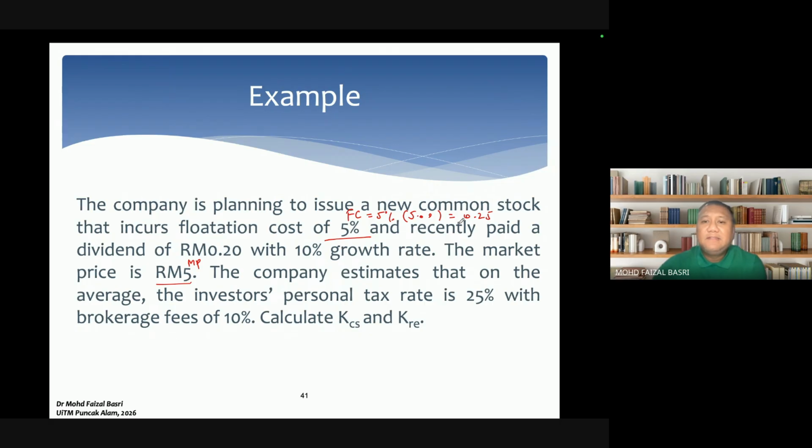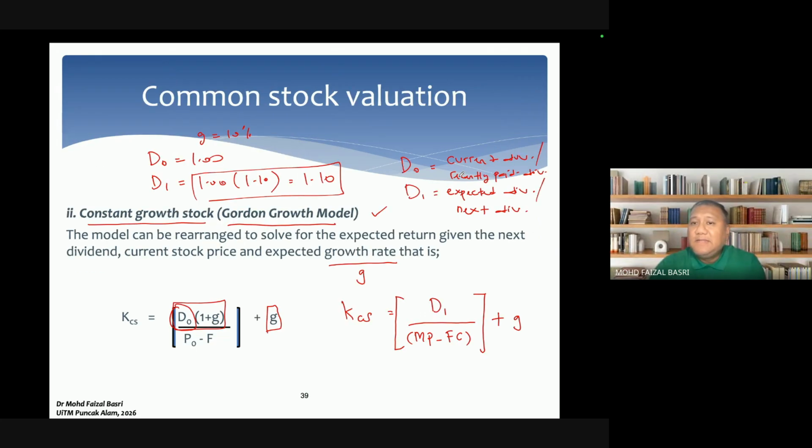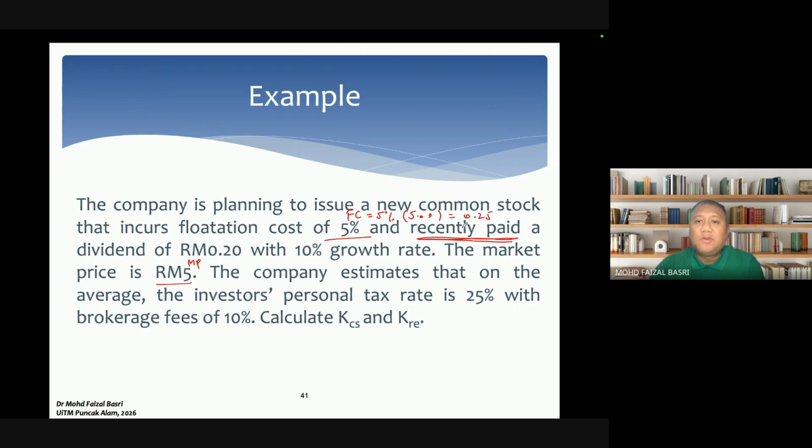Okay, and then this is the keyword, recently paid. Remember, if it says current or recently paid or just paid, any word that means already paid, this is all D0. If it uses expected or next, this is D1. So for this question it says recently paid, so technically this 20 cent is our D0, D zero.